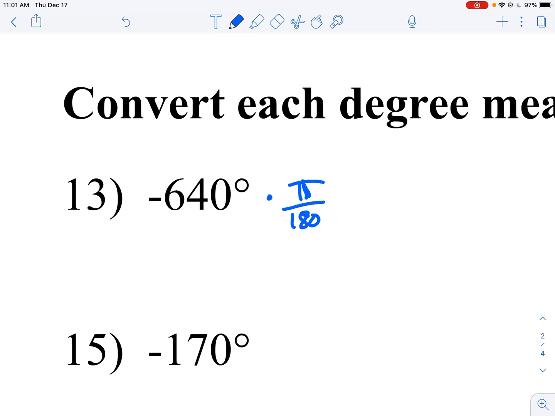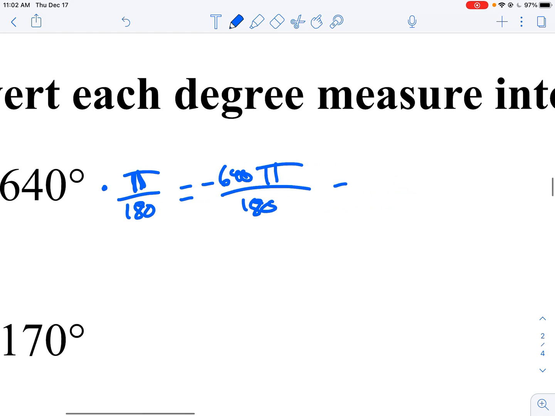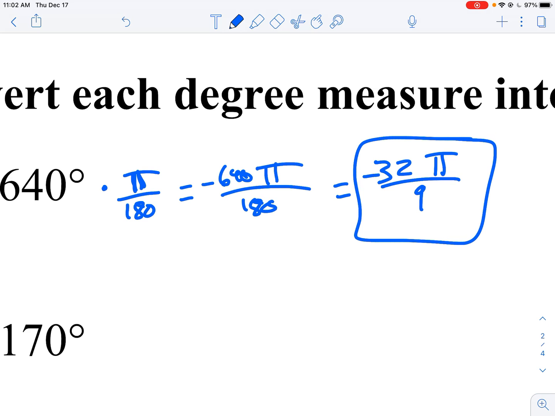Alright, so if you times by pi over 180, congratulations, you will get negative 640 pi over 180. Sorry, it's not looking very readable, but it does simplify a wee bit there. 640 divided by 180, converted to a fraction, you're actually looking at 32 pi ninths, and it did have a negative, so I'm going to put a negative there. And voila, we've converted.